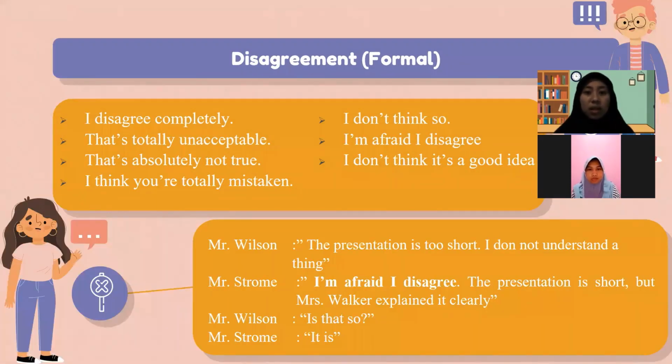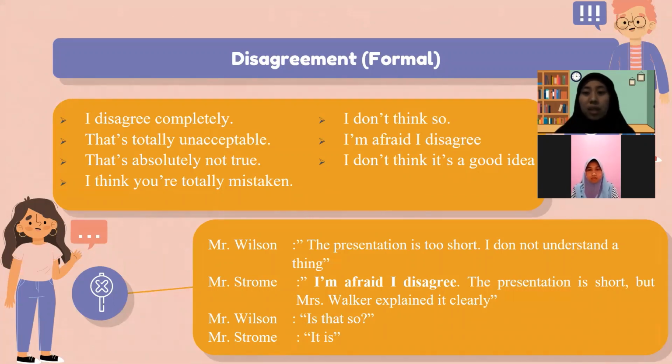So for the disagreement, I also provide some phrases that we can use, like I disagree completely, that's totally unacceptable, that's absolutely not true. And this is the example of the formal expression of disagreement. I also provide an example, and again, I provide it in a dialogue form. In here, the conversation between Mr. Wilson and Mr. Strong.